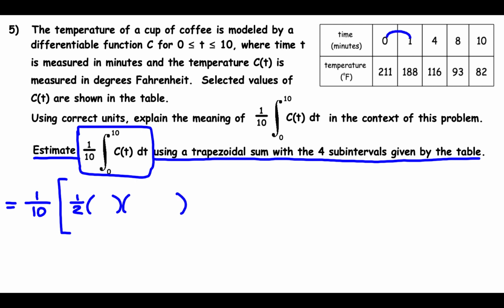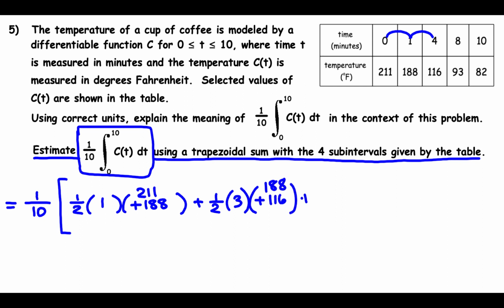Let's see, the first interval is just from 0 to 1, that's 1. And we're going to take the 211 plus the 188. Okay, 1/2 height, base 1 plus base 2. The next height is going to be 3, because we're going to go from 1 to 4. And that's going to be the 188 and the 116 added together.